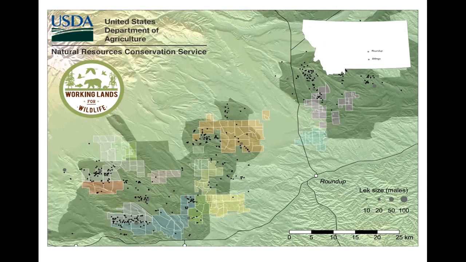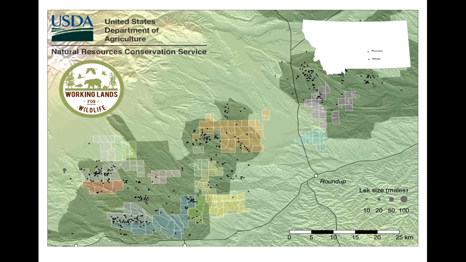So what we did is we set out to actually test that at management scales. When I started, there was a large effort in central Montana as part of the Sage-grouse Initiative under Working Lands for Wildlife to improve grazing management, to try to implement these grazing practices that were specifically designed for sage-grouse to increase that hiding cover and thereby increase nest success.